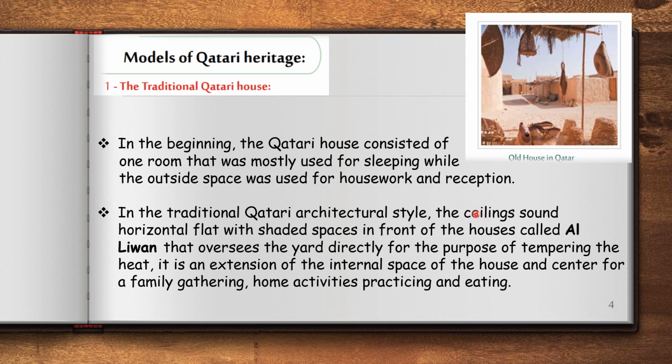Their house had a horizontal flat ceiling with shaded spaces in front of the house called the Aliwan, that oversees the yard directly for the purpose of tempering the heat. The Aliwan is also an extension of the internal space of the house and the center for family gatherings, home activities, and eating. Basically, the old traditional houses in Qatar were designed in a way to keep the internal temperature low during the scorching heat in summertime.